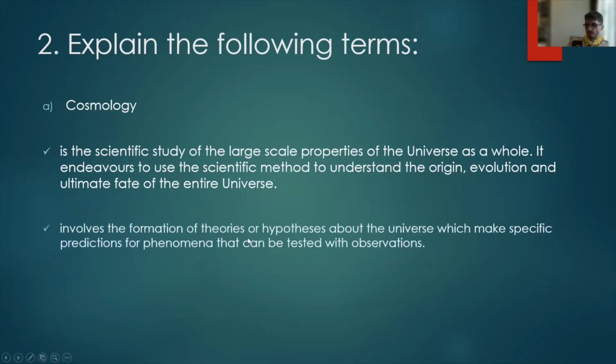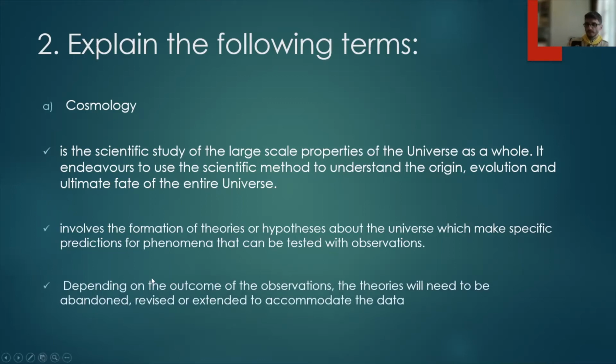It involves the formation of theories or hypotheses about the universe, which make specific predictions for phenomena that can be tested with observations. Basically, what it is trying to say is that by looking carefully at the universe, we should predict, by observing, what happened or what is going to happen. And depending on the outcome of the observations, the theories will need to be abandoned, revised, or extended to accommodate the data. Basically, we have to revise all the data and observations we have from time to time, and decide if one theory stands or not after we carefully observe that theory.